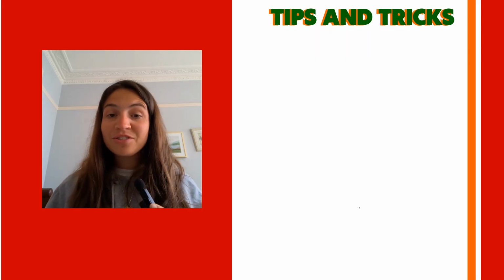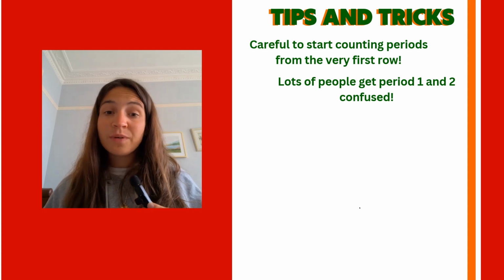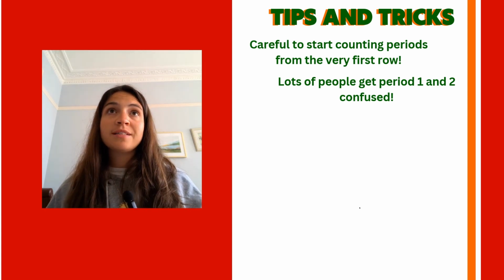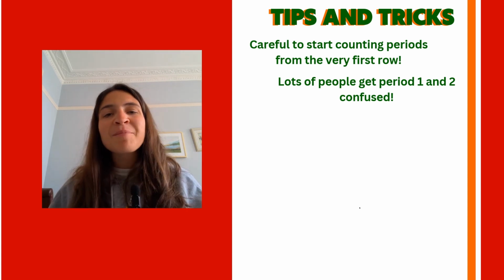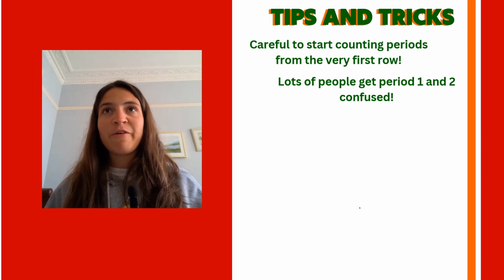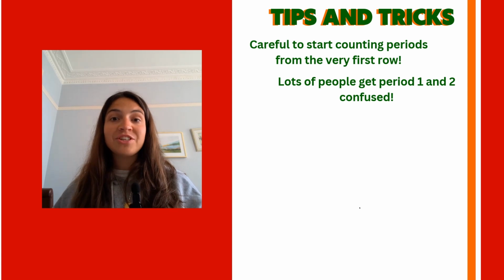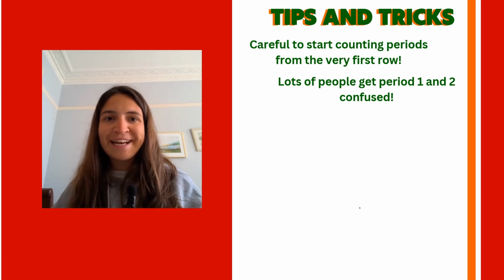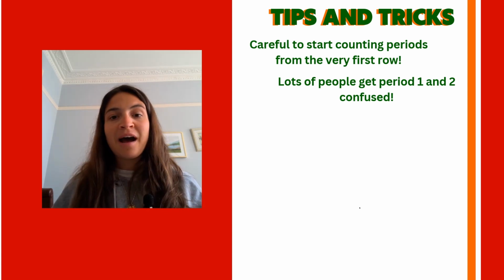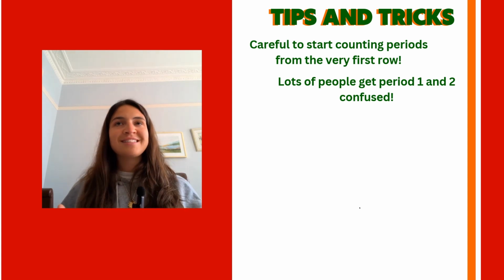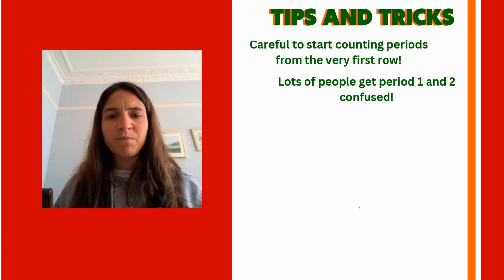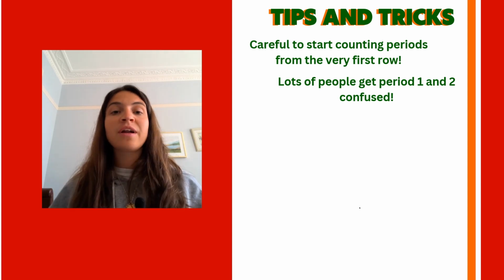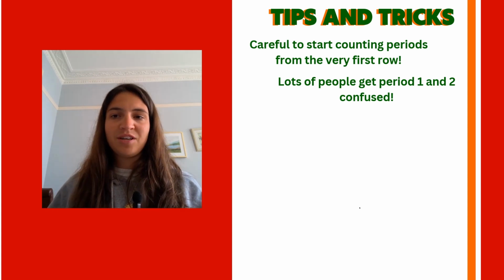Okay, so some tips and tricks for this section. So the first one is when you are deciding what period you are in the periodic table, be very careful not to miss out the first row. That's the one with H and He, hydrogen and helium in it. People often skip it out and say that that's not there and therefore get confused between period 1 and period 2. That is period 1, and the next row down is period 2.